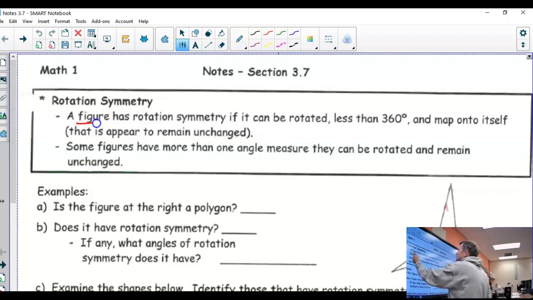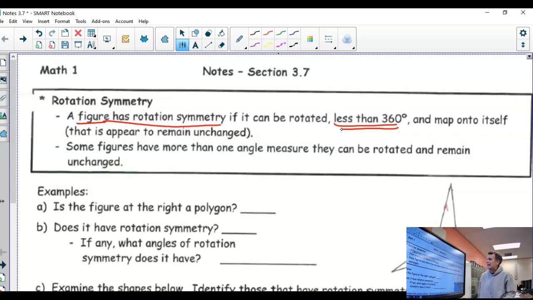A figure has rotation symmetry if it can be rotated less than 360 degrees and map onto itself. That is, appear to remain unchanged, right? Some figures have more than one angle measure they can be rotated and remain unchanged. We're going to look at that.